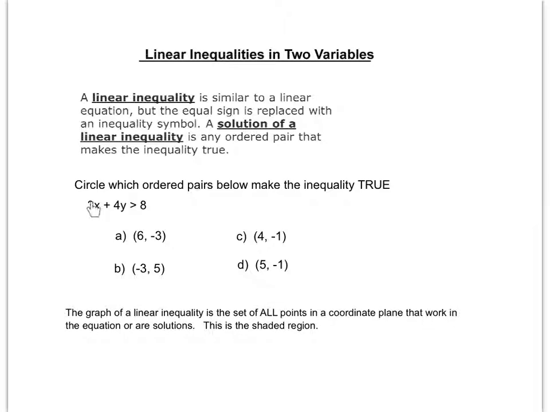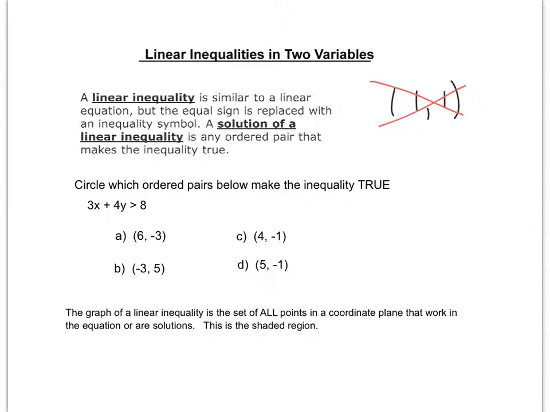So let's look at this first inequality right here: 3x plus 4y is greater than 8. Let's look at the ordered pair 1, comma 1. 1, comma 1 would not be a solution of this inequality because x is 1, 3 times 1 is 3, y is 1, 4 times 1 is 4, 3 plus 4 is not greater than 8. So therefore, the ordered pair 1, comma 1 is not a solution.